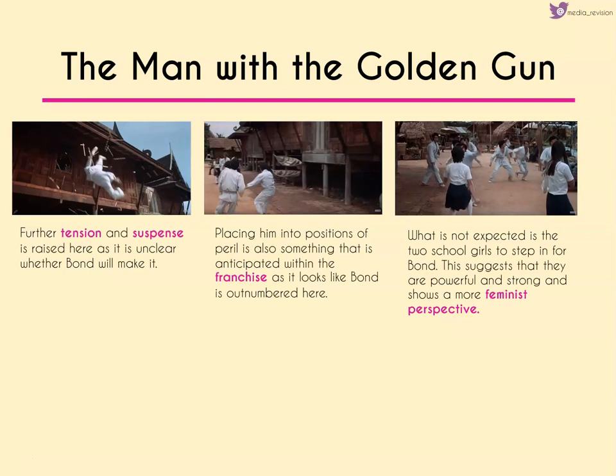Now, placing Bond into positions of peril is something that we would anticipate, and that's something that occurs throughout the whole franchise, particularly here as Bond looks outnumbered. But what we don't expect is for the two schoolgirls to step in and to fight instead of Bond. So this suggests that not only are they powerful and strong, but it also shows a more feminist perspective.